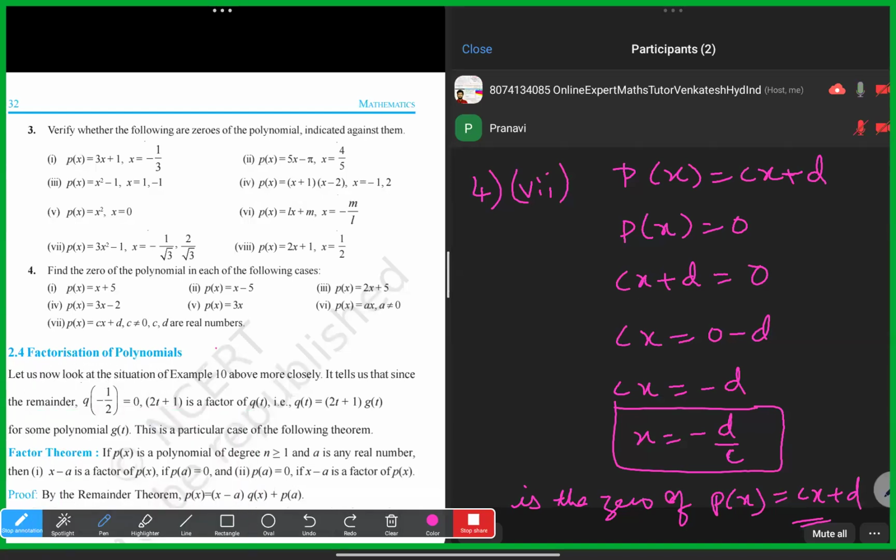Okay. So simply here there are two models. One is, if they give the polynomial p of x, they give certain values of x like 1, 2, 3. Find p of 1, p of 2, p of 3, like p of minus 1, p of minus 2, like that. That is one model. Another model is they give the polynomial p of x and some values of x and ask to check whether they are zeros of the polynomial. We have to substitute those x values in the given polynomial, and if we get the answer 0, then that particular x value is a zero of the polynomial. Otherwise, no.